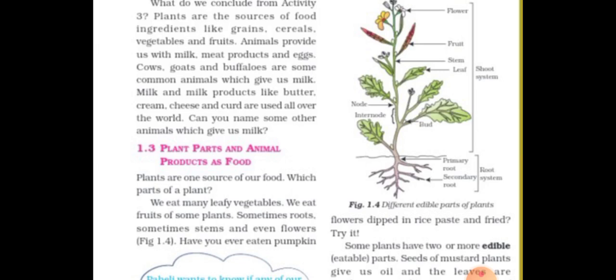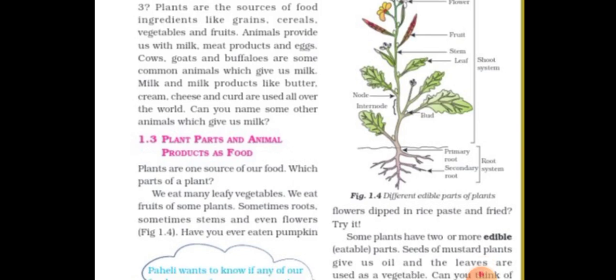Can you name some other animals which give us milk? Yes children, here three names are given: cow, goat and buffalo. Can you tell some other animal which gives us milk? Yes, we get milk from camel also. Okay, now move to next.